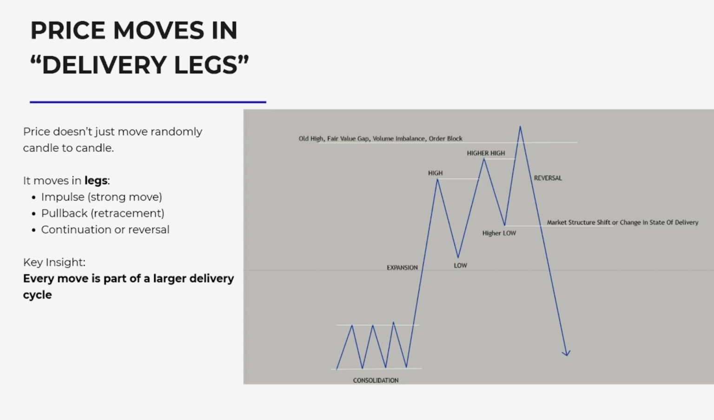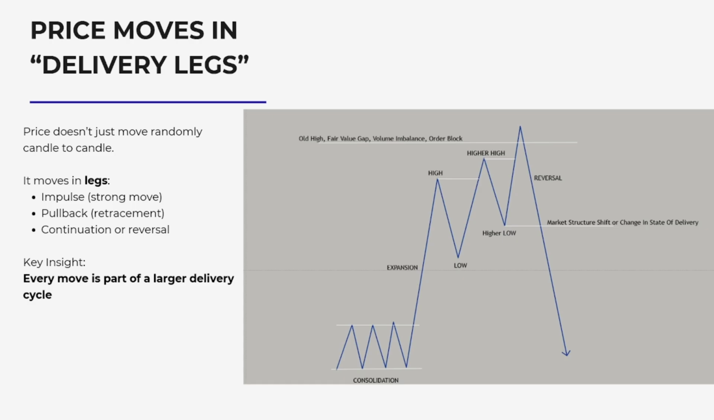If we look to the right hand side, this is kind of like a diagram showing you just a little bit of how price moves. So you have consolidation, right? You have that expansion, then you have that trend, right? And when we think of trend, we think of an uptrend or downtrend. So in this case, we have an uptrend. We're creating a series of higher highs and higher lows.